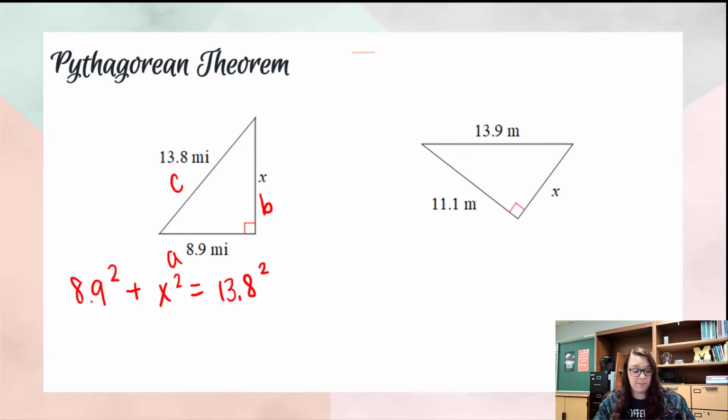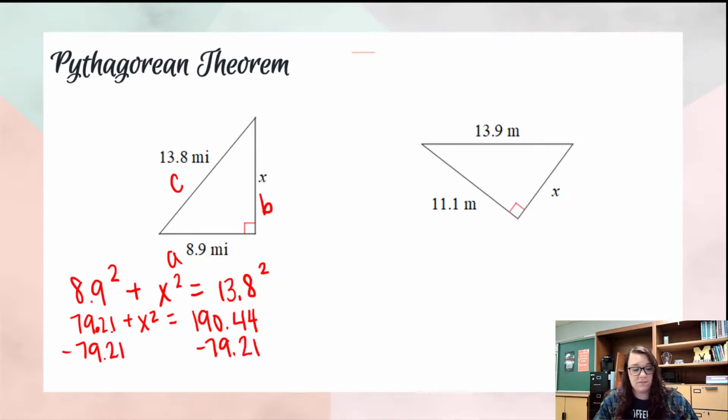Let's simplify all the same. 8.9 squared is 79.21. And 13.8 squared is 190.44. All right, just like any regular equation, we're going to solve for x by subtracting this from both sides. So I'm going to take away 79.21 from each side. So 190.44 minus 79.21 is 111.23. And lastly, take the square root.